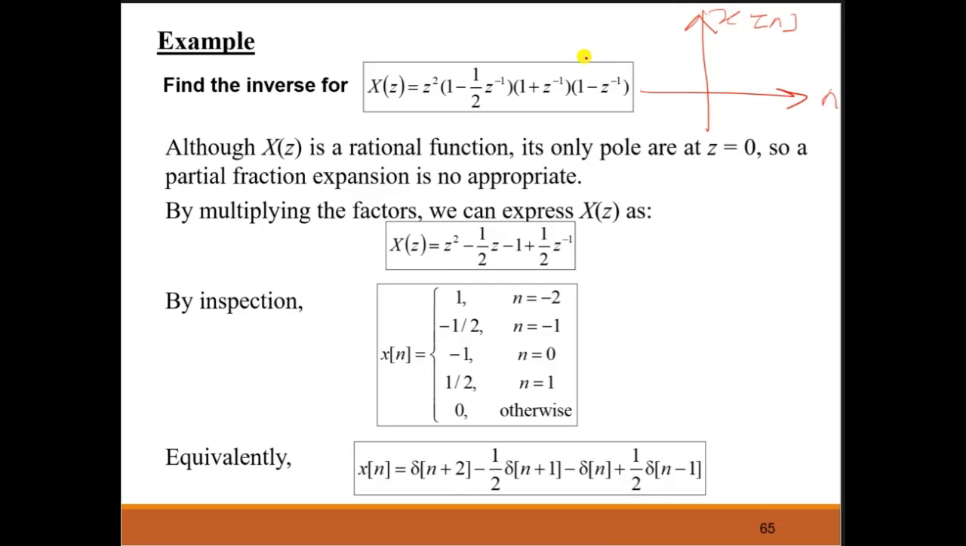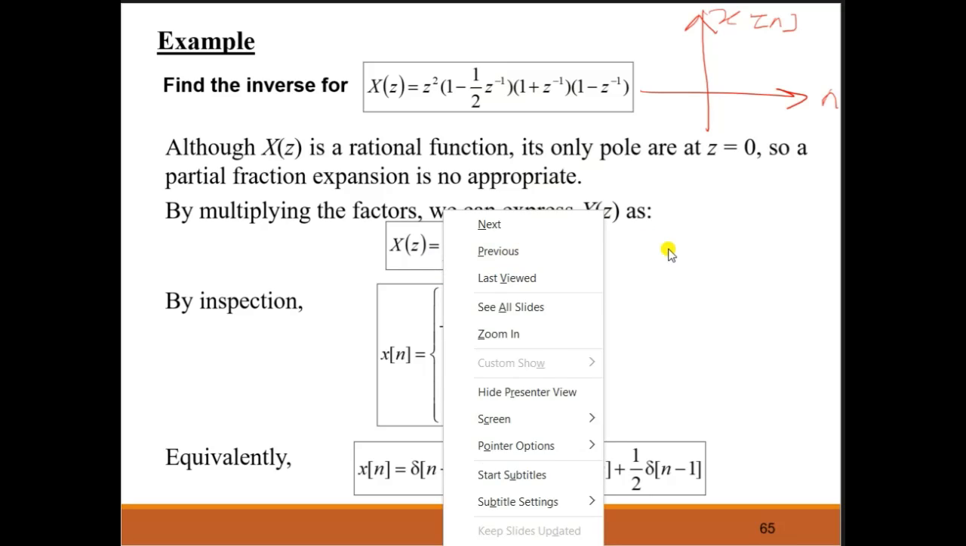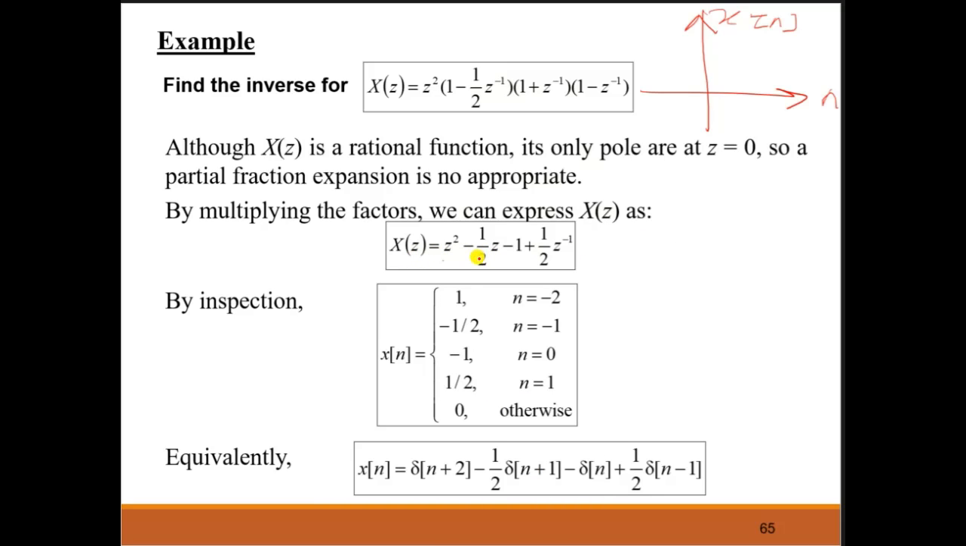So for example, we look at the inverse, we want to find the inverse of this equation. Although this is a rational function, its poles are only at 0. So partial fraction expansion is not appropriate. So from here you can see its x[n] is here, the value is 1, the value is negative 1, the value is 1, the value is negative 1/2.